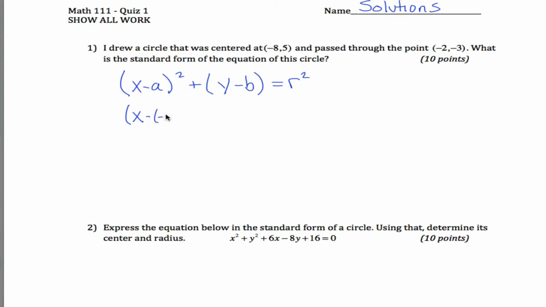Sure, I'll write it. And then y minus 5.